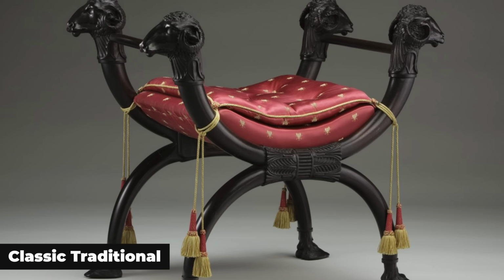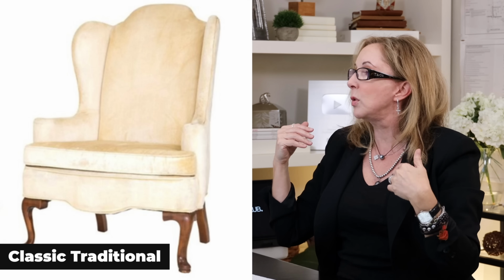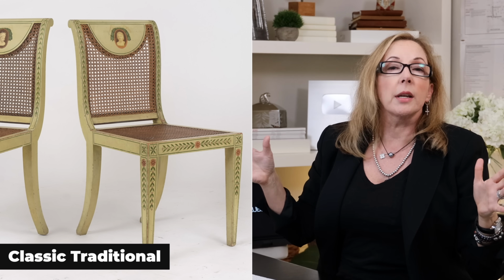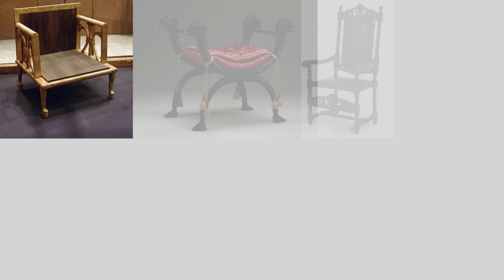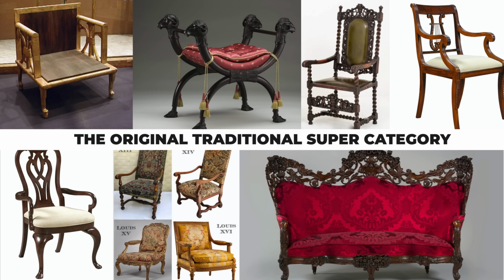You have things like Egyptian chairs, Roman chairs, Jacobean, Queen Anne. Remember the Louis? They're all there. Duncan Phyfe, we've got wingbacks, we've got Victorians, Gothic Revival, even the Edwardians. So there's everything, all these styles and looks compiled into the original traditional super category.